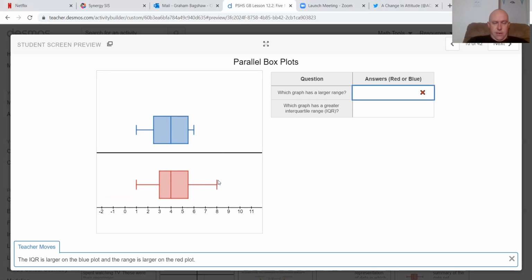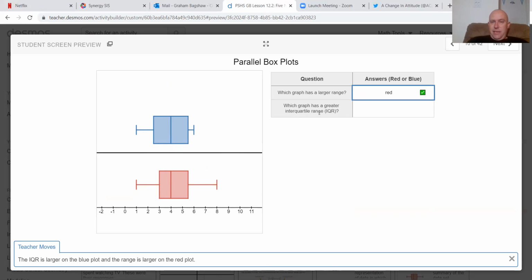And for this one here, it would be 8 take away 1, which is 7. So clearly 7 is bigger than 5. So I would type in red for this one. But you can also see by looking at the picture, if you look from the end to the end of this, you can see that this is much shorter than what this one is as well.